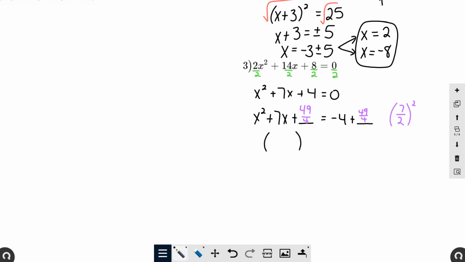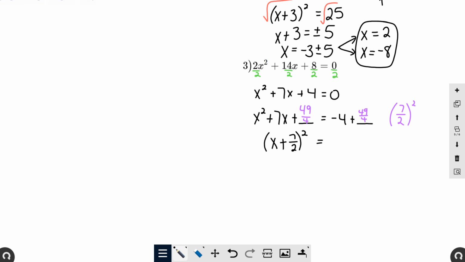Now, on this side, we want to factor it. It's going to be x. These are both positive, so we'll put a plus. 7 over 2 is going there. That's right. Half the middle, 7 over 2, or square root of the last. Square root of 49 is 7. Square root of 4 is 2, so 7 over 2.